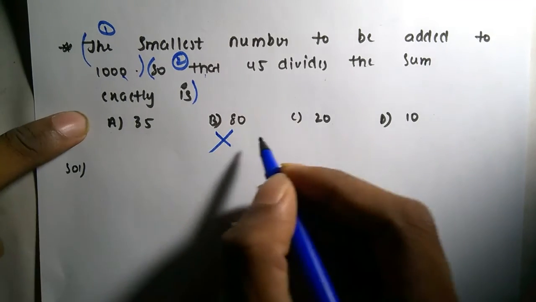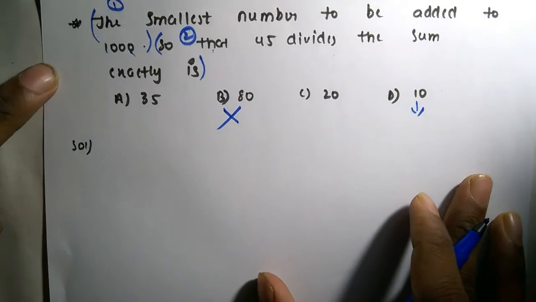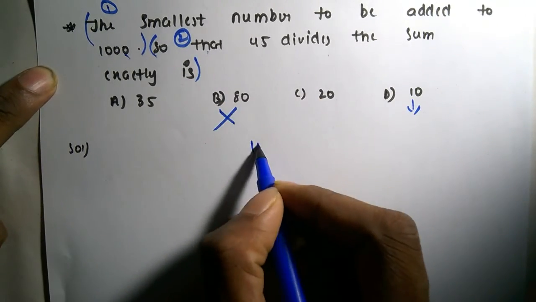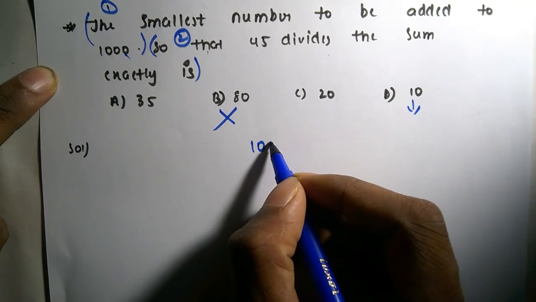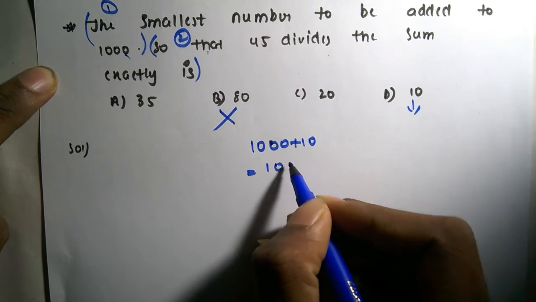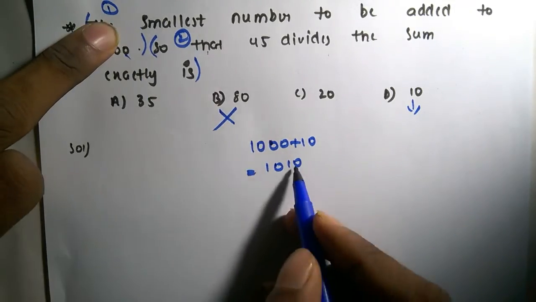Okay, so let us check first this 10, the smallest number. So this is smallest among these. So let us check with this 10. So the smallest number, 10, which has to be added to 1000. So 1000 plus 10, that means 1010. So which has to be added to the 1000.